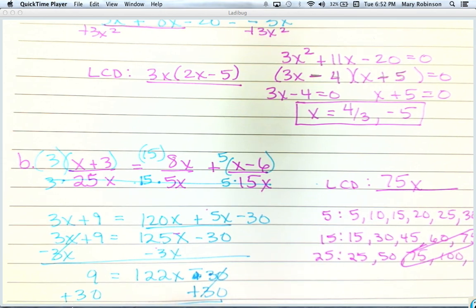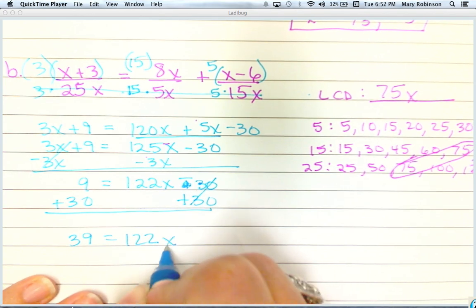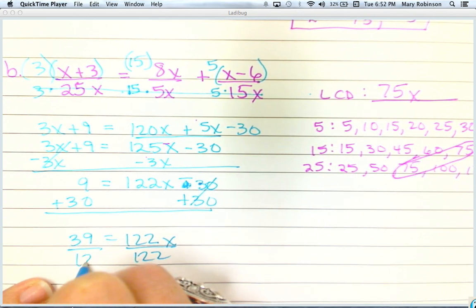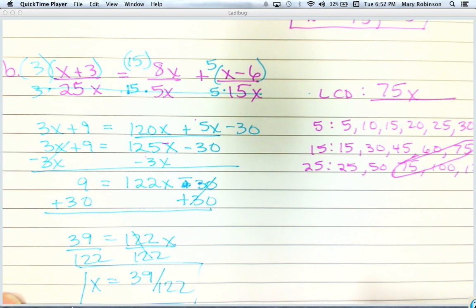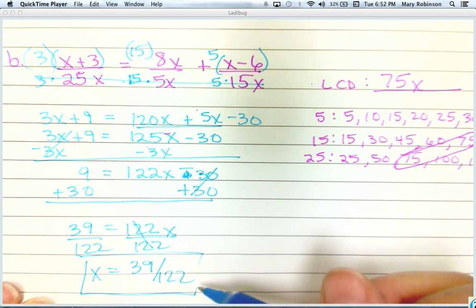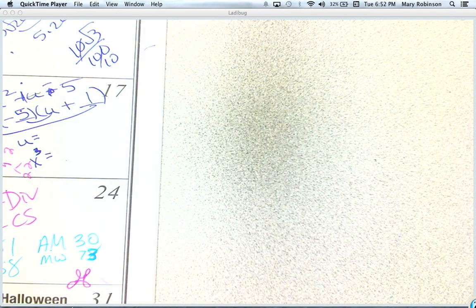So we get 39 equals 122x. Divide both sides by 122. And that's our answer. x is 39 over 122. We could certainly store that as x and check that as well.